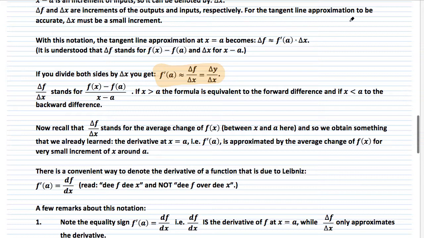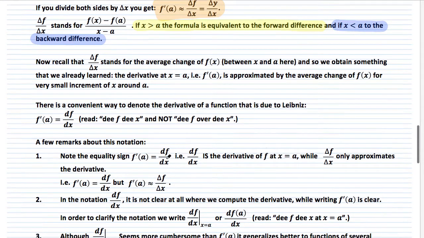So we have a couple other words to add to this, however. If we have x greater than a, we would call that a forward difference. And if x is less than a, we would call that a backward difference, just in case these terms show up again. So anytime you see this delta f over delta x, that is like calculating a slope between two points. However, a derivative does not necessarily have to exist between two points. It can exist at a single point.